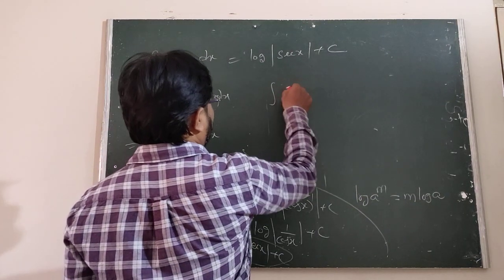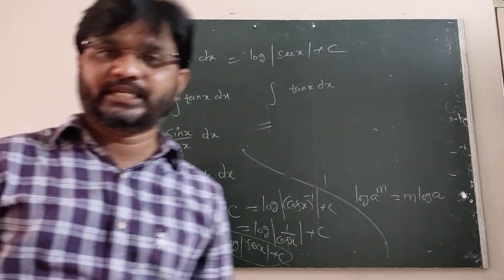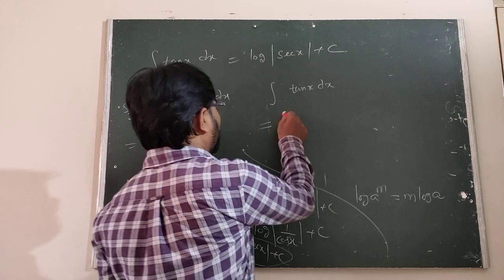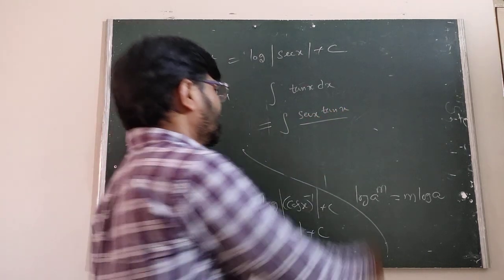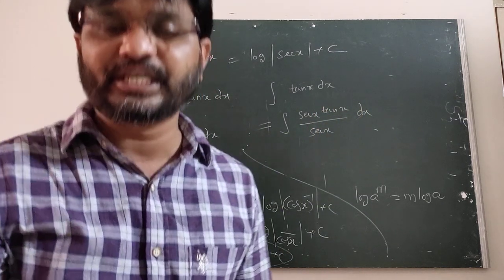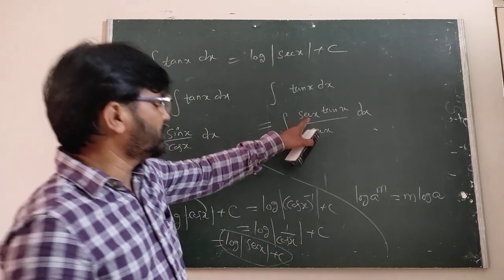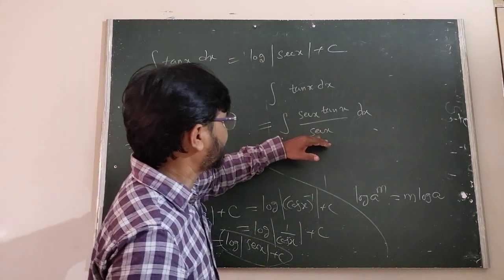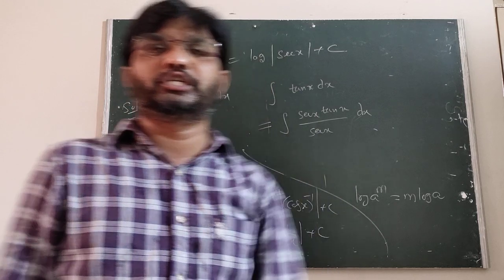Now the another one is the integral of tan x dx. We know that the derivative of secant x is secant x into tan x. Now this can be written as secant x into tan x whole by secant x. In this case we have to multiply and divide by secant x. That means this is compared with f dash of x by f of x, since the derivative of secant x is secant x into tan x.